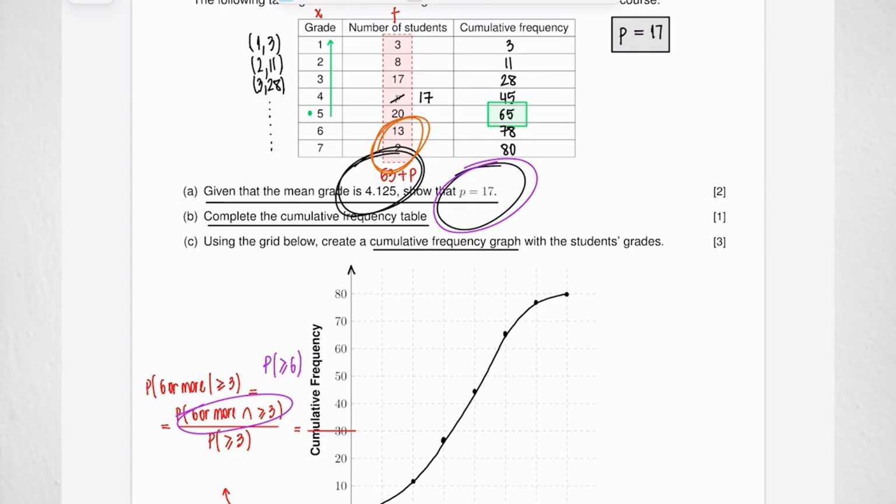That is 15 out of 80. And how many students got a passing grade? That is 69 over 80. Therefore, the final answer is 15 over 69, which is approximately 0.217. And that's it. Let's jump to the last exercise now.